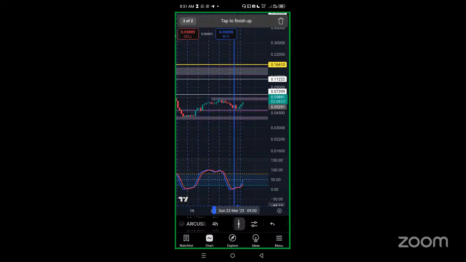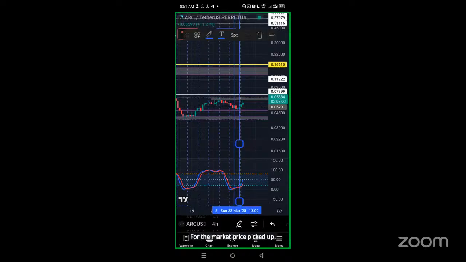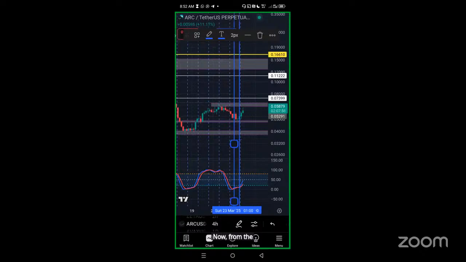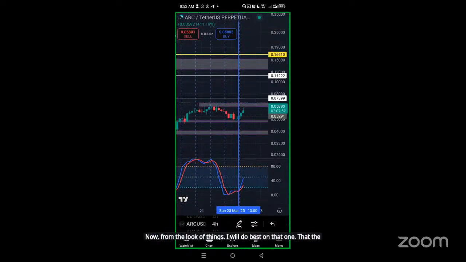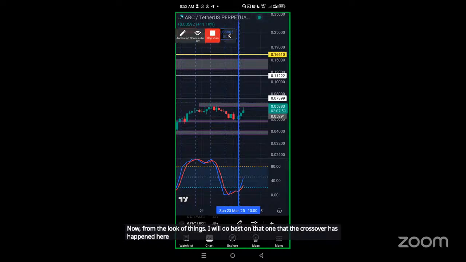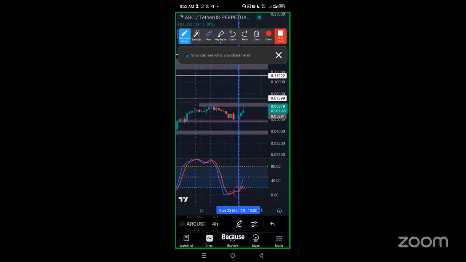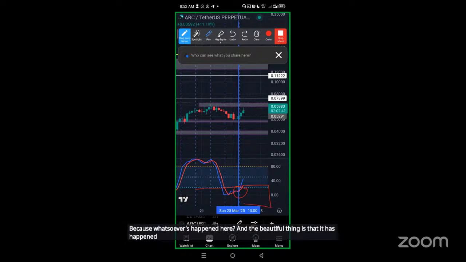Here. This is where it really happened before the market price picked up. There. Now, from the look of things, I would base on that one that the crossover has happened here. The crossover has happened here. And the beautiful thing is that it has happened within the demand zone or the oversold region.